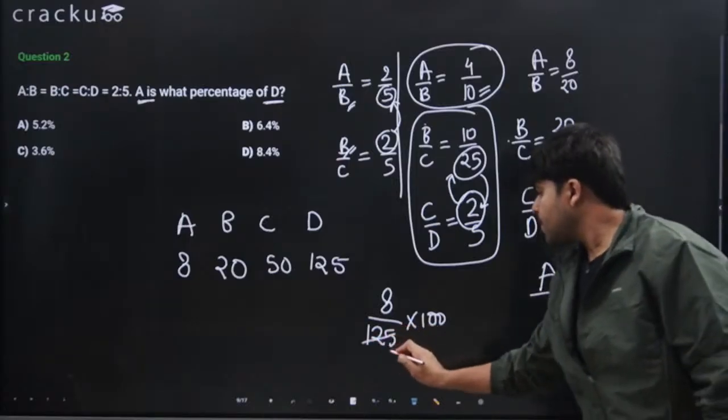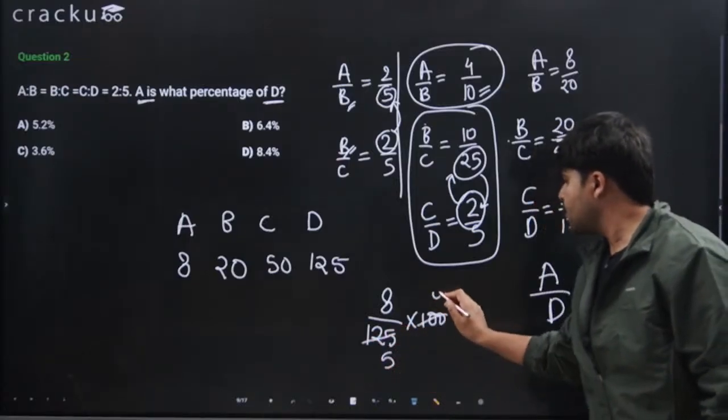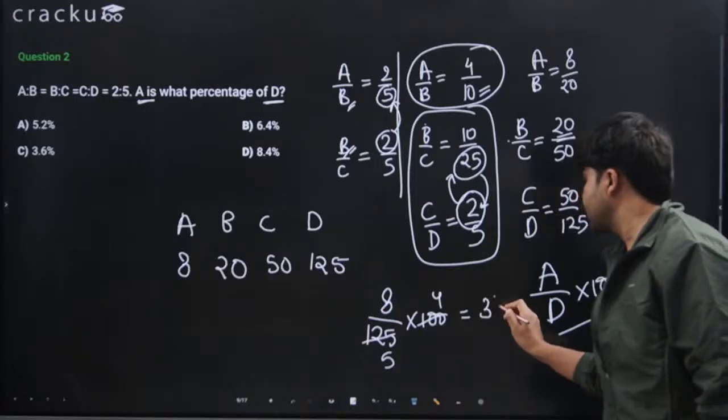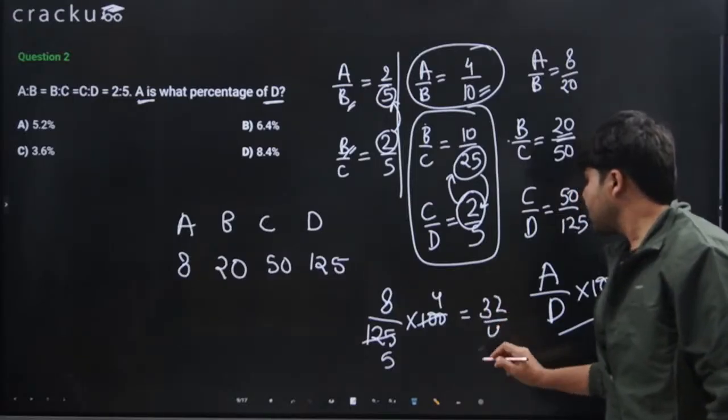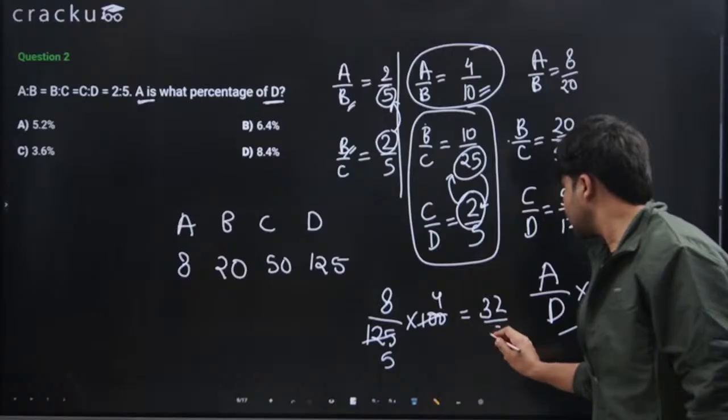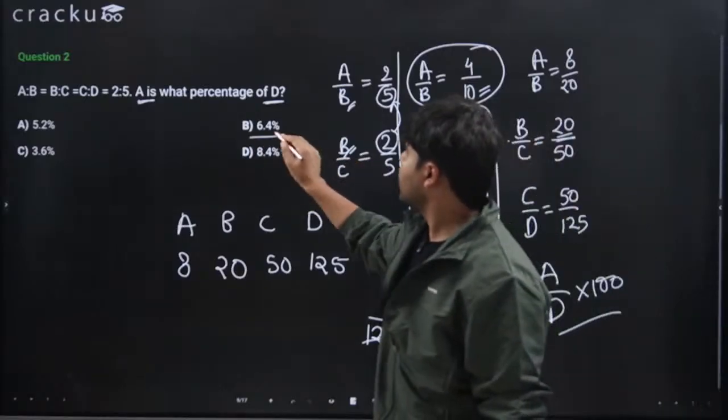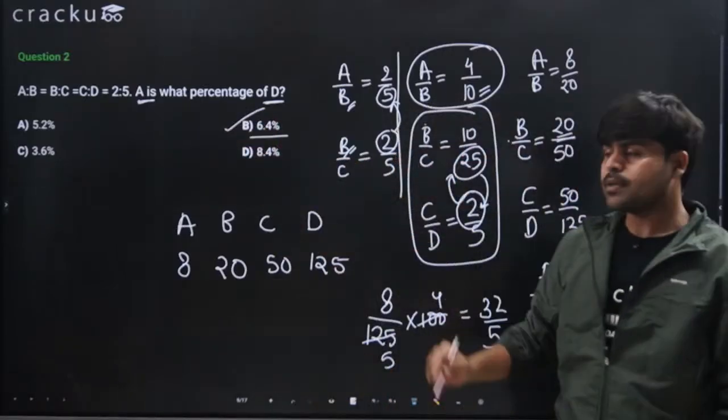This is 25, 5 is 125. 25 4 is 100, which is 32 over 5. 32 over 5 we all know is simply 6.4. So the correct answer is option B, 6.4%.